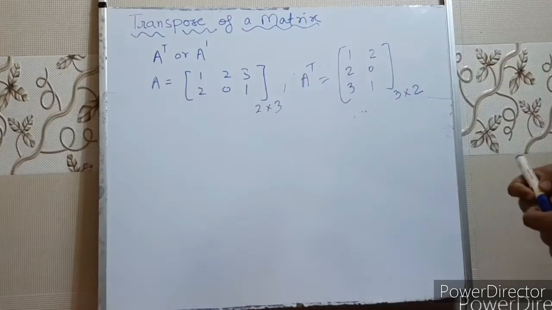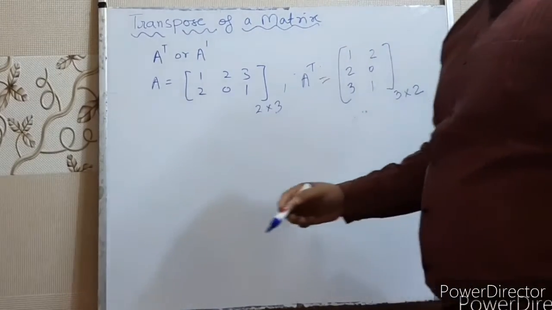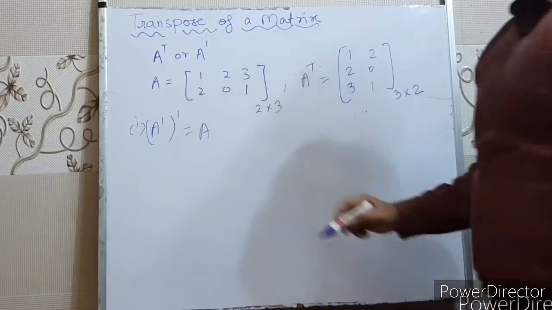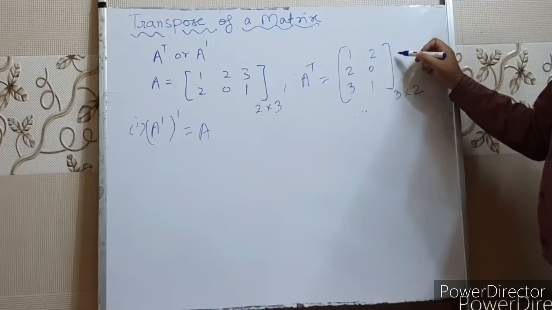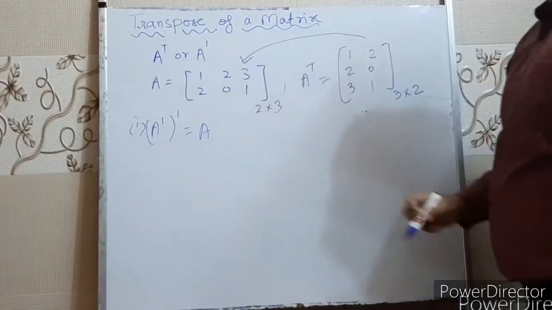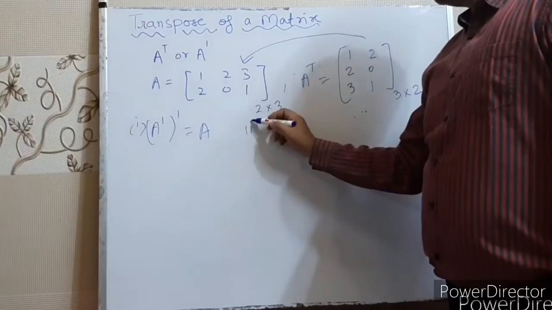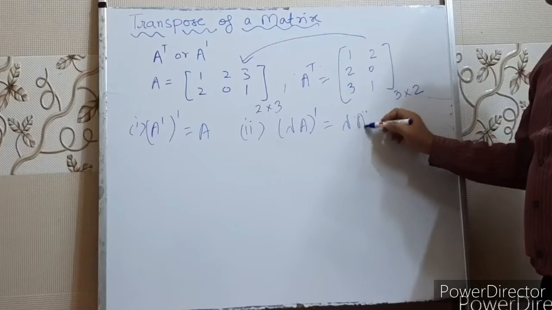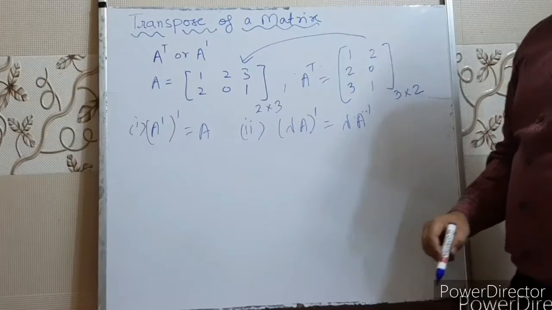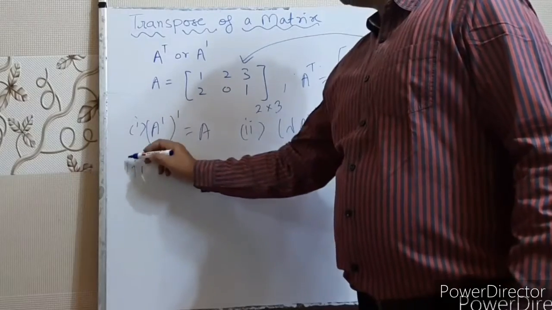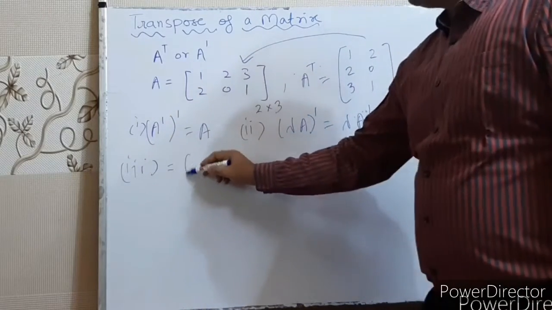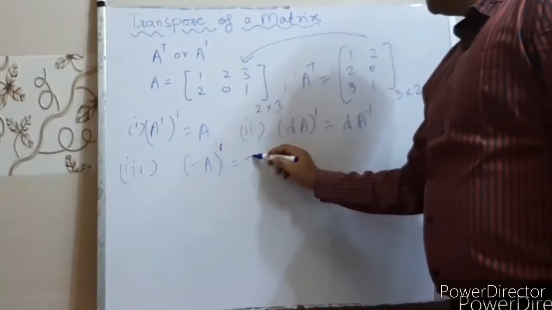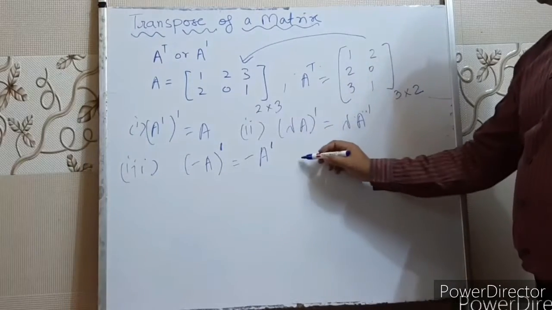Okay, children. Now there are a few properties of transpose. First, A transpose to the whole transpose will again be matrix A. So if you do the transpose of the transposed matrix, you will get the same matrix. Next, if a scalar lambda is multiplied to the matrix, the transpose of lambda A will be lambda times A transpose. The third property says that minus A to the whole transpose will be equal to minus times A transpose.